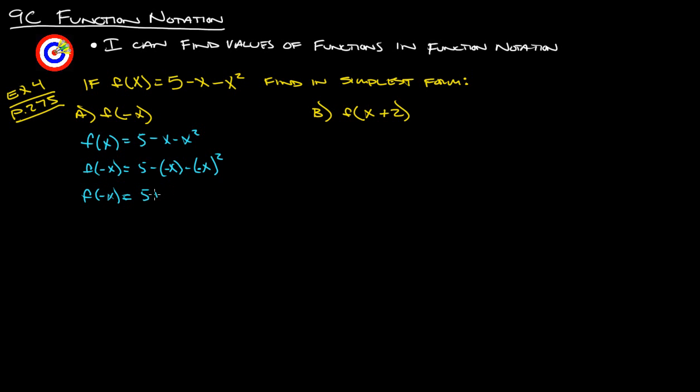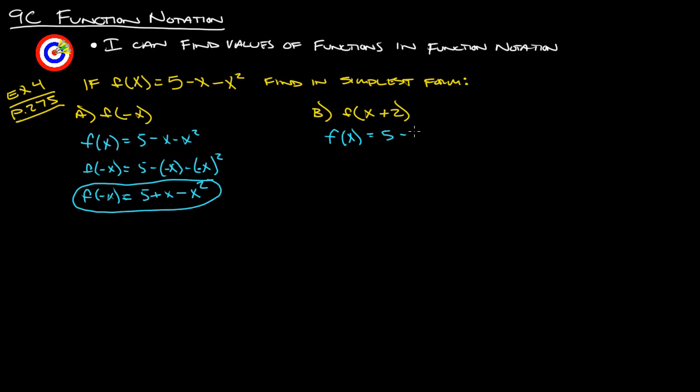So f of negative x, in this case, is going to equal 5, and then we have minus a negative, so it's really 5 plus x. And then negative x squared is x squared, so then we'd actually have to put this negative on, so we get minus x squared. So that would be really as simple as you could get it. You can't combine anything here, so we just leave it like that. And then this one here, it's got a little bit more to it, but not too bad.